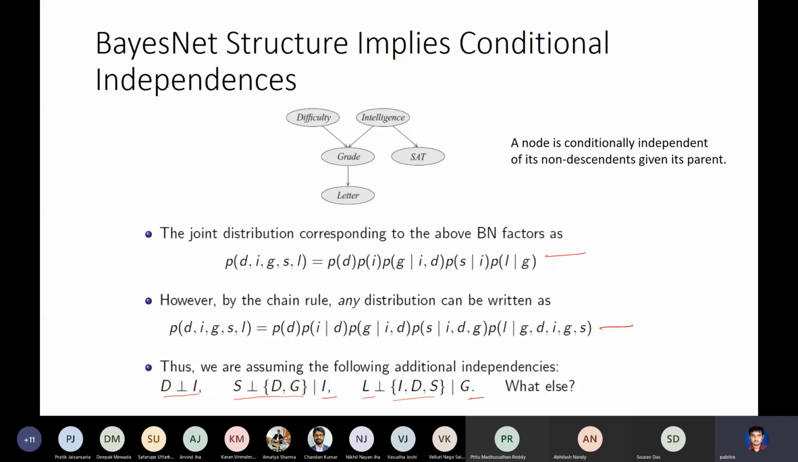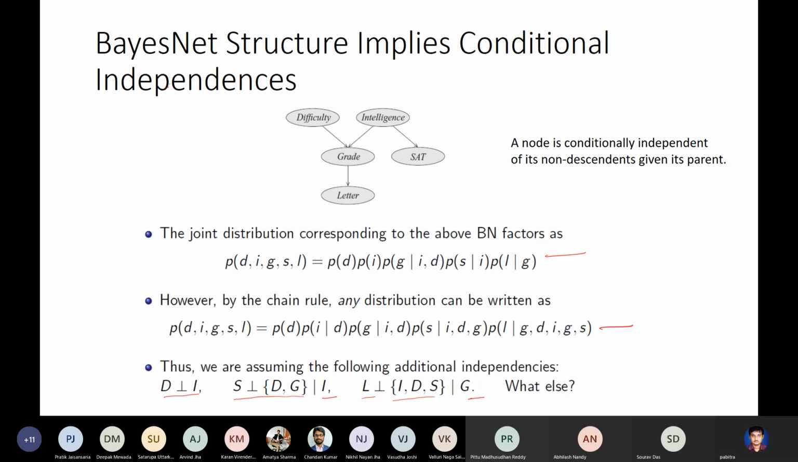You look at such pairs, that is PD given I is PD into PI. So such things you identify, and that will produce the conditional independences that exist in this graph, and that will in turn give the influences. But since this is a directed acyclic graph and there is a particular structure, some conditional independences can be proved.